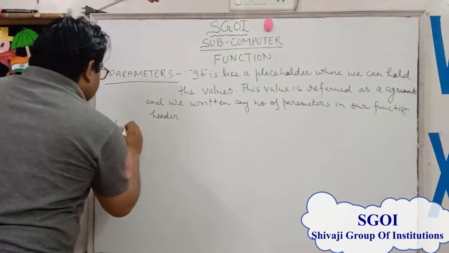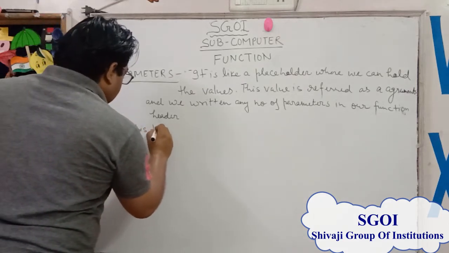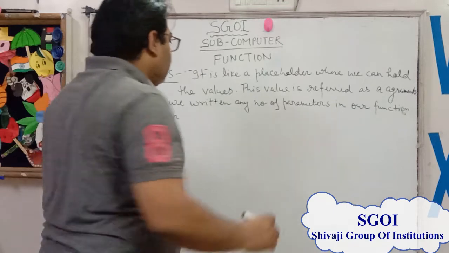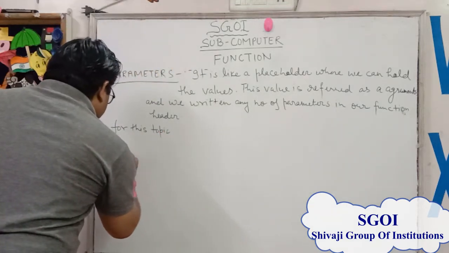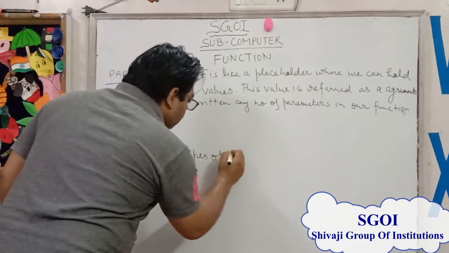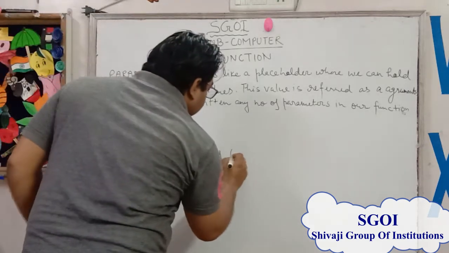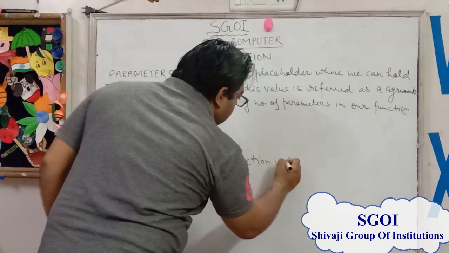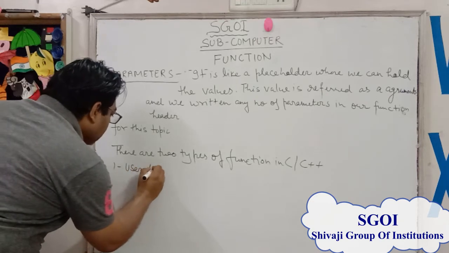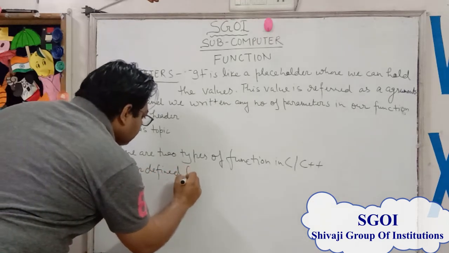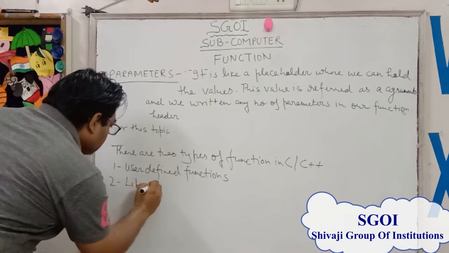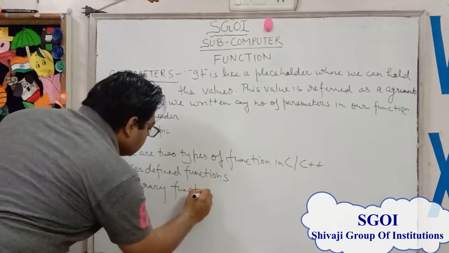For this topic, notes are already given, and there are two types of functions in C and C++. Firstly, user defined functions, and the second one is library functions.